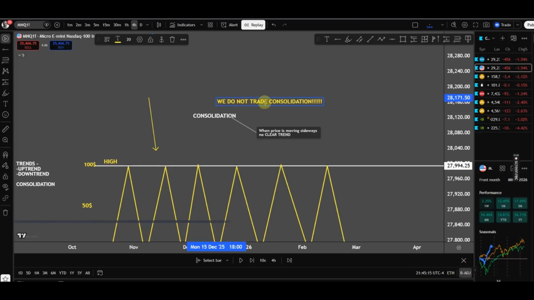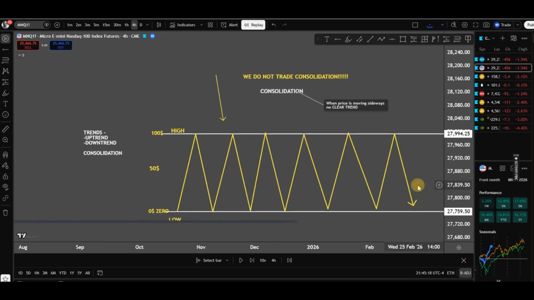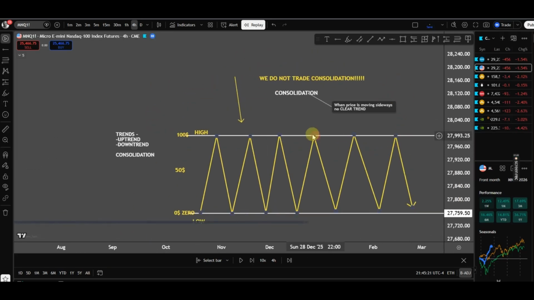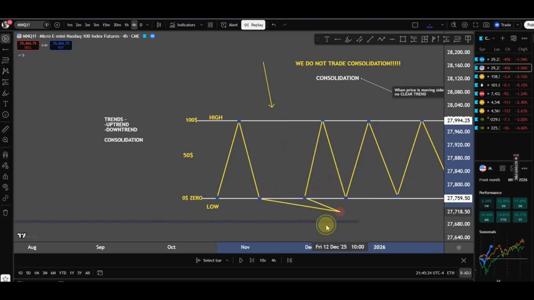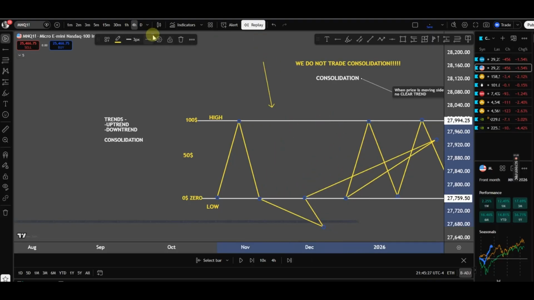We do not trade consolidation. And you want to know why we don't trade consolidation? Because say if you were looking for buys, and from, let me move this level down here. Let me move these out the way. Actually, let me just delete this.